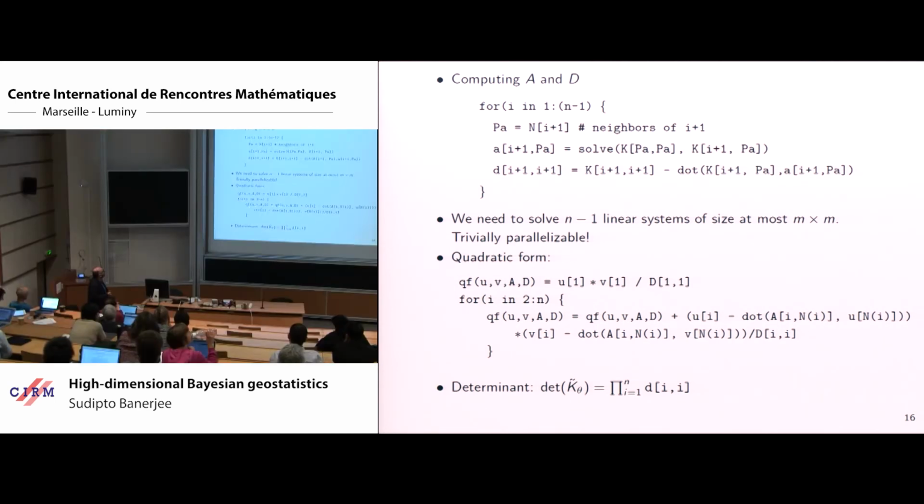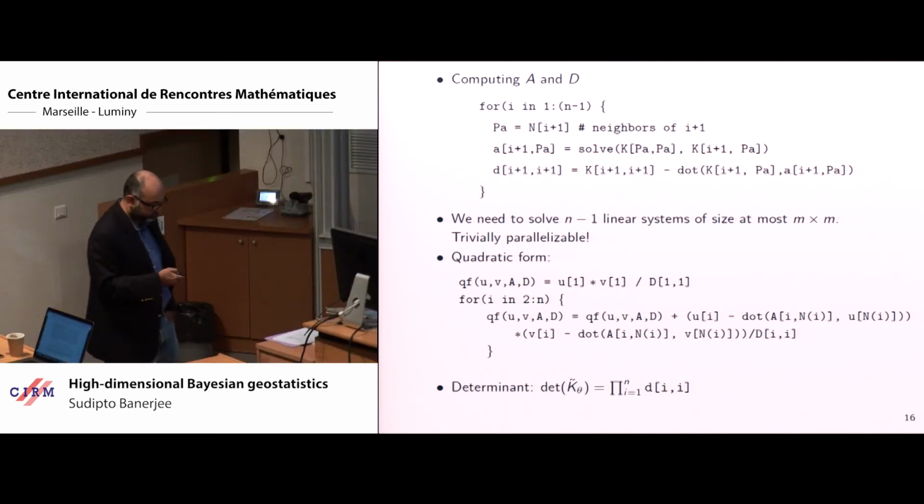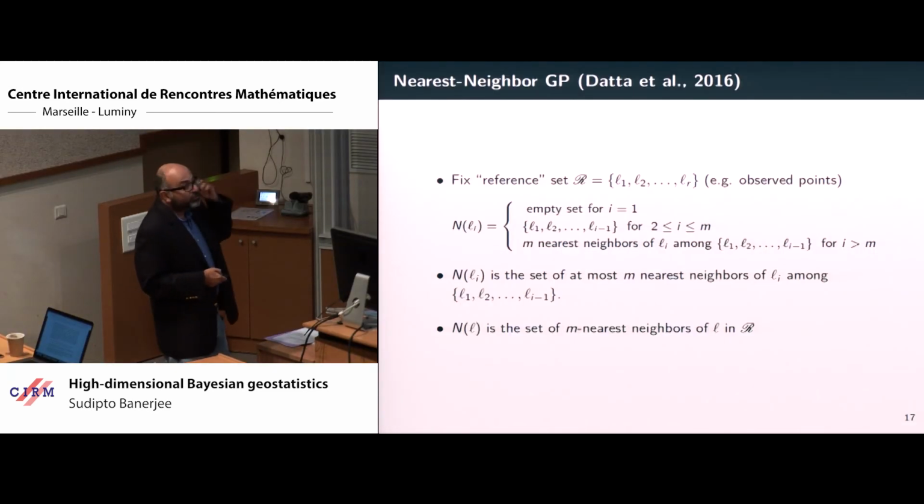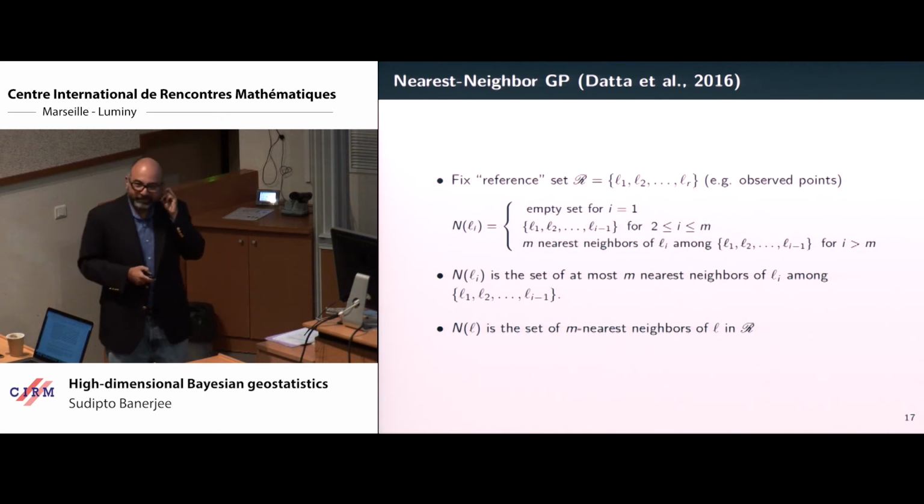And then the quadratic form comes out, which is for the exponent in the normal density. And that is done recursively, again, using purely linear calculations. And as I said, once you have the D's, the determinant is simply this. So you're pretty much done. So this is really massively scalable. That is the nice thing.